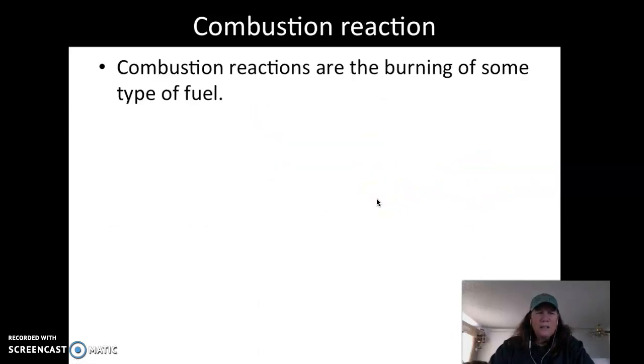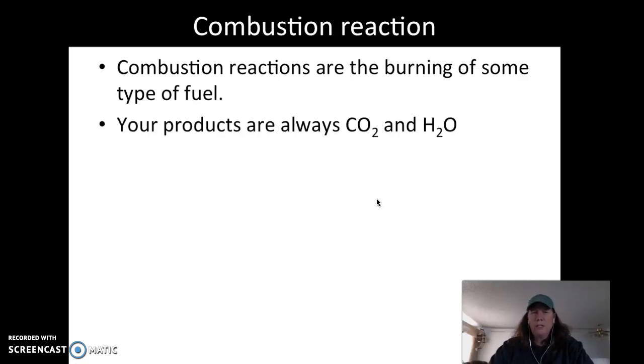And the last one is called the combustion reaction. Anytime you burn something, you have combustion. The way it's easy to tell, your products are always carbon dioxide and water. Those are your two products, you've got combustion. If it's carbon dioxide, water, and something else, that might be incomplete combustion, might be something else. But carbon dioxide and water tells you that you have combustion.